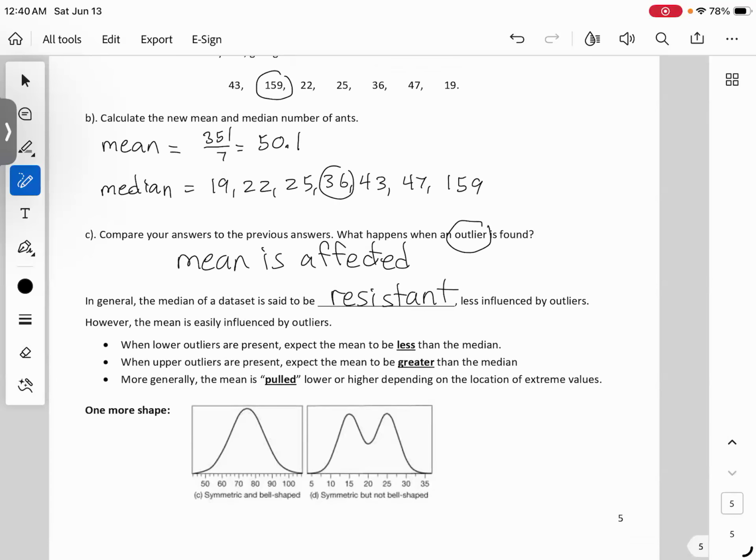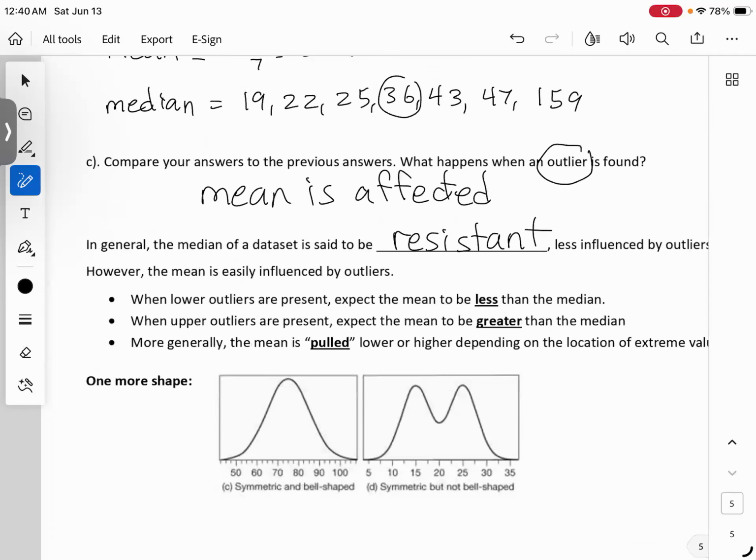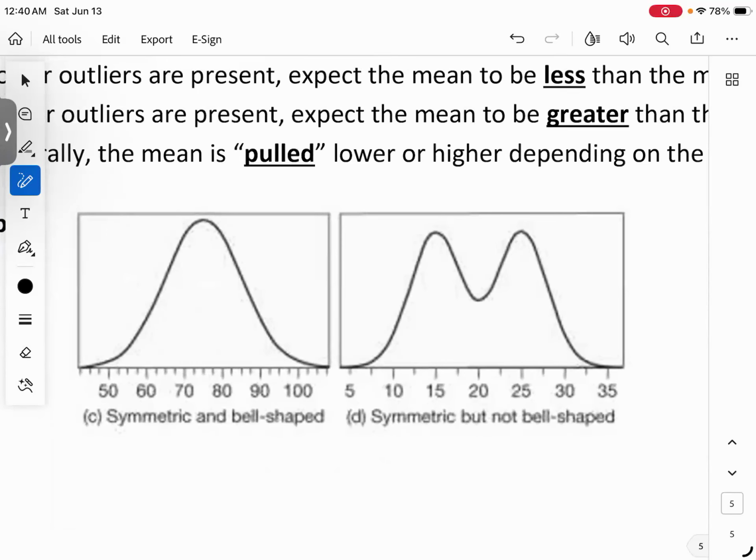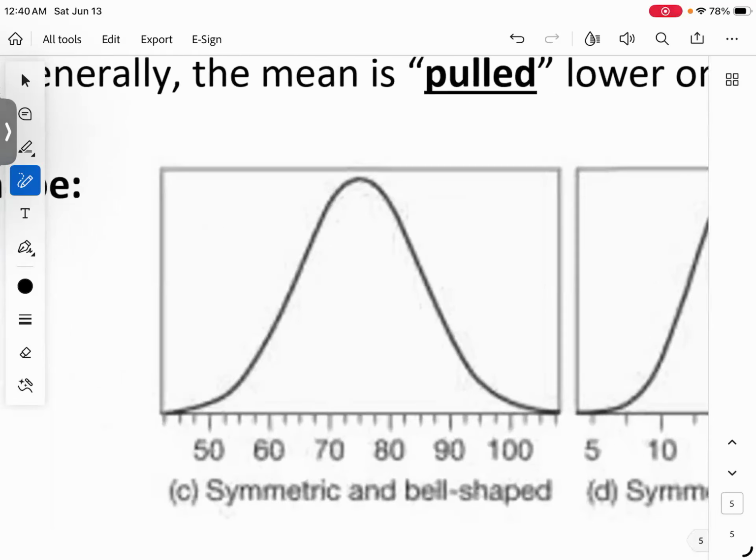And then the last little thing I'll leave you with: remember that you've got some distributions, histograms, dot plots that might be symmetrical, but not bell-shaped. This is bell-shaped: one hump, 2 similarly sized tails. These are the ones where your mean and median are going to be the same.